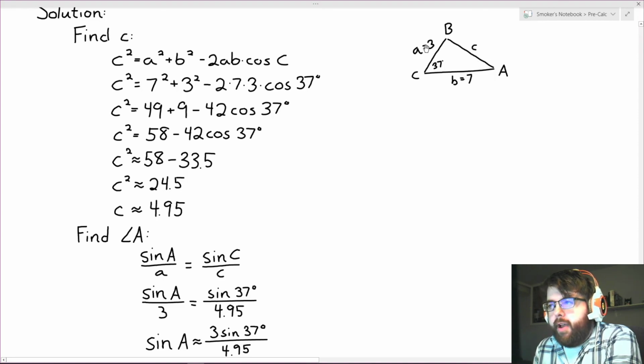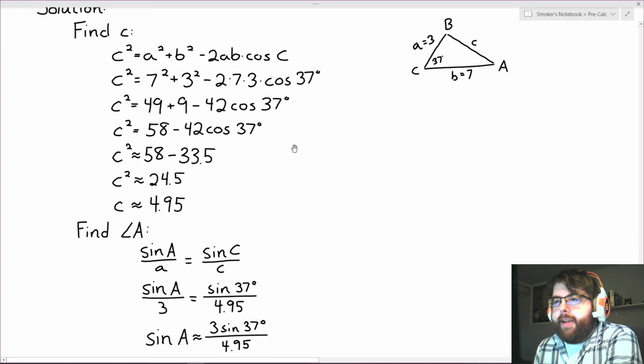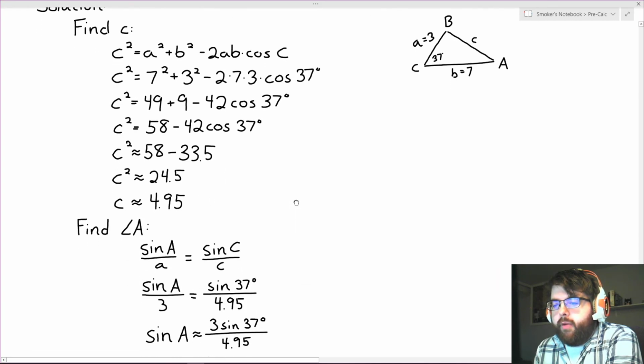So now I have 37 and the side I just found. I can use law of sines to find angle A. Why did I find angle A? When I'm using law of cosines, I want to find the largest angle first. When I'm using law of sines, I want to find the smallest angle. This is really confusing. I'm sorry, you might have to watch this video a couple times.